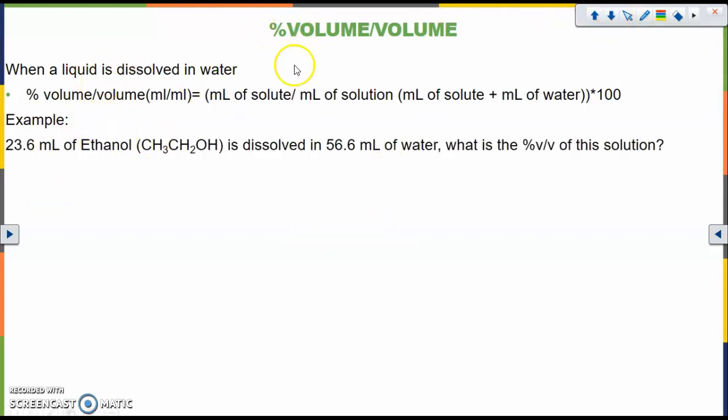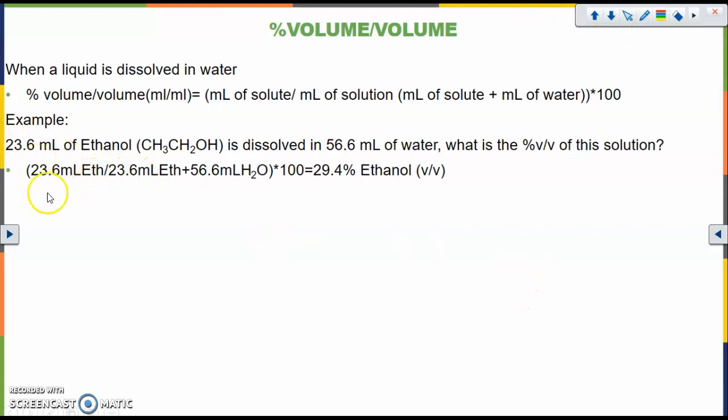So again, in this case, the percent volume is the mils of solute over the mils of solution. So if you have 23.6 mils of ethanol dissolved in 56.6 mils of water, what is the percent volume of the solution? So this is the solute, this is water. That means to say that you have to do an addition first in order for you to actually get the total volume of the solution, which is 56.6 mils plus 23.6 mils. So 23.6 mils divided by the sum of the solute plus the water times 100 is actually 29.4%.